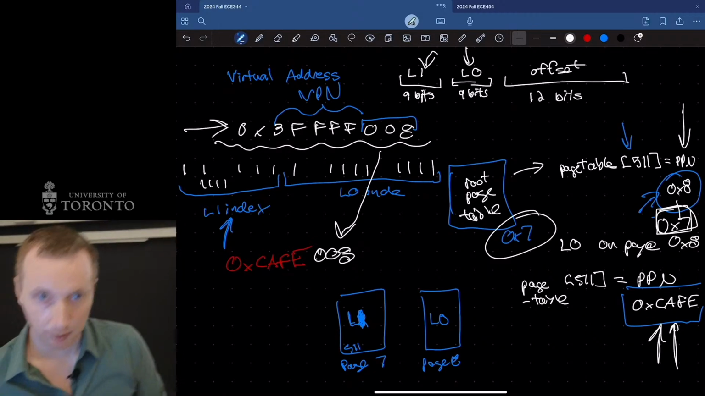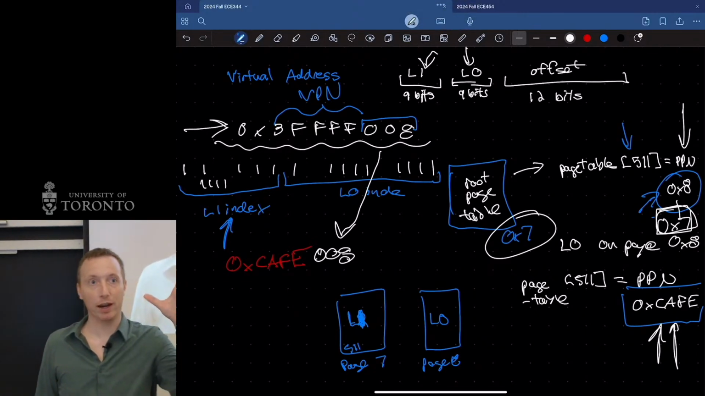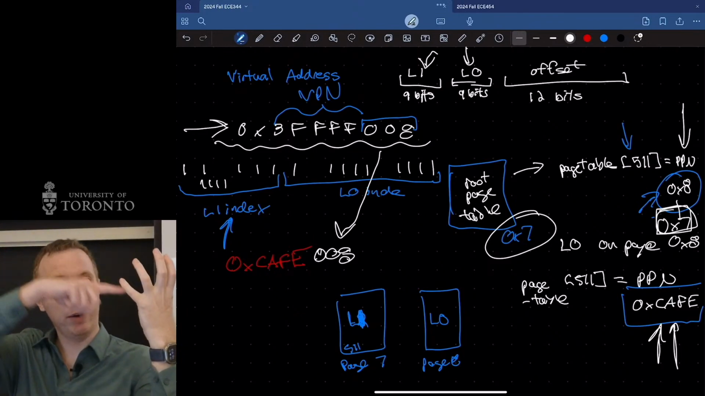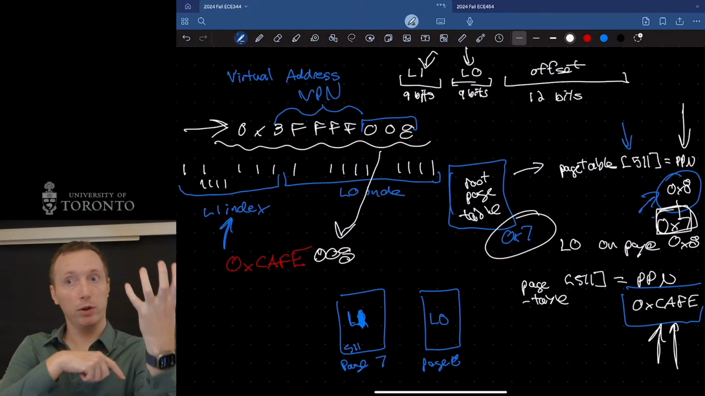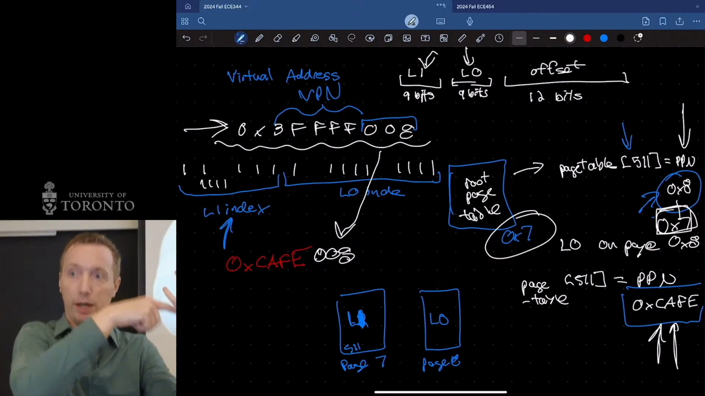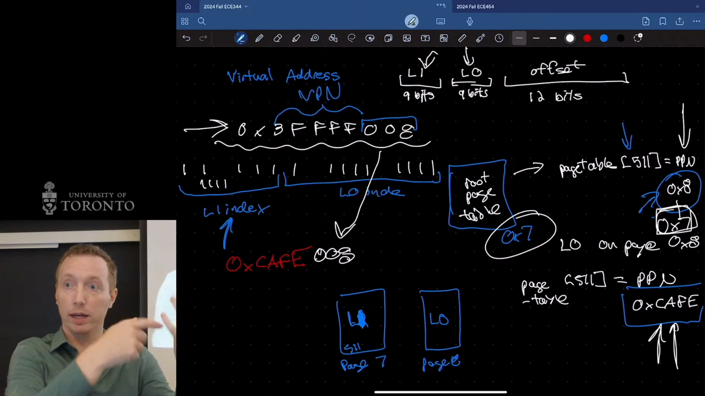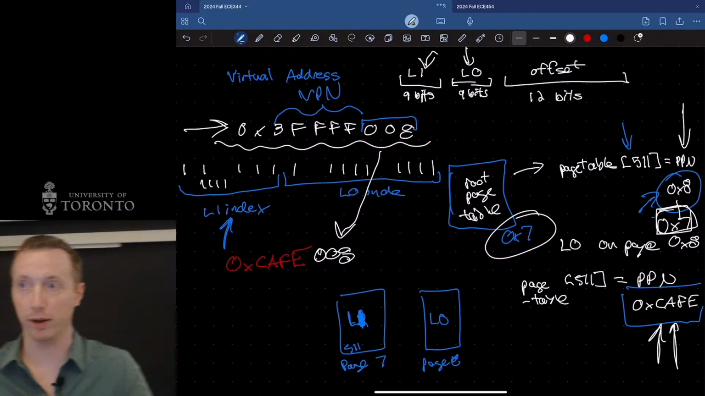So by default, you're given the L1 page table, and then from the virtual address, you know which entry to look up. This entry tells you what L0 page table to use. Use the virtual address to figure out what entry in the L0 page table you need, and then that tells you the physical page number for this whole virtual address.